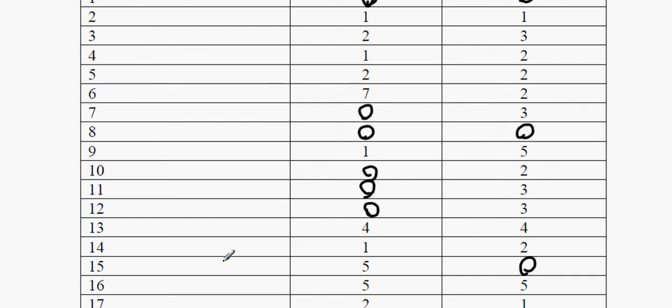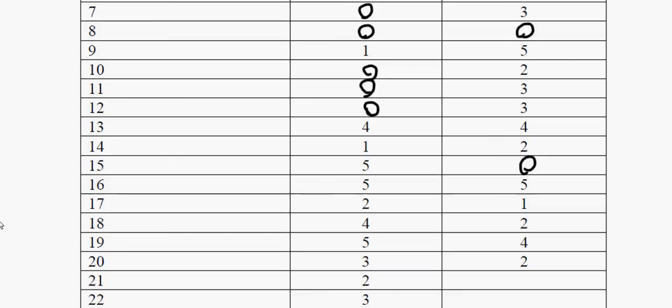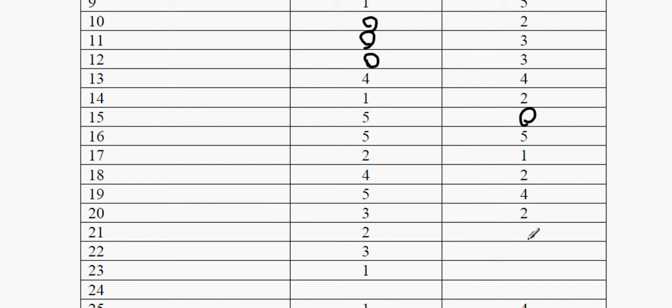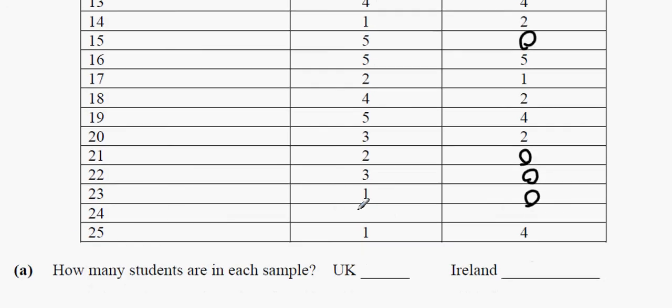Okay, so just fill in gaps as you need them, and we see that in the UK we have some students that spend much longer on the network sites than in Ireland, but then at the very end, 4 people from Ireland spend 25 hours, while only 1 person from the UK does.